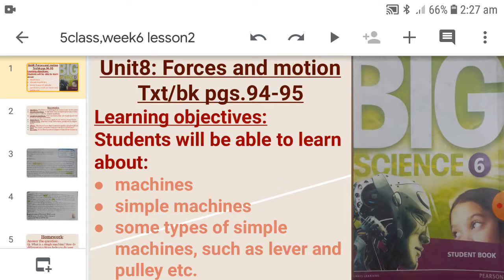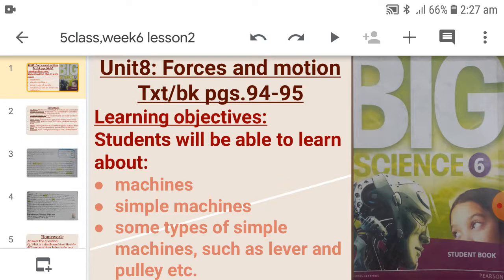Today's topic is Unit 8 Forces and Motion. And you all know that we have already discussed forces and types of forces. Today we will read and discuss textbook pages 94 till 95, which is all about machines and simple machines. So quickly open these pages and mention date and day on them first.